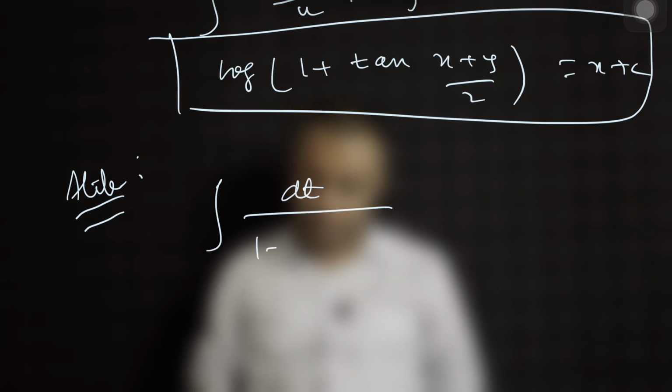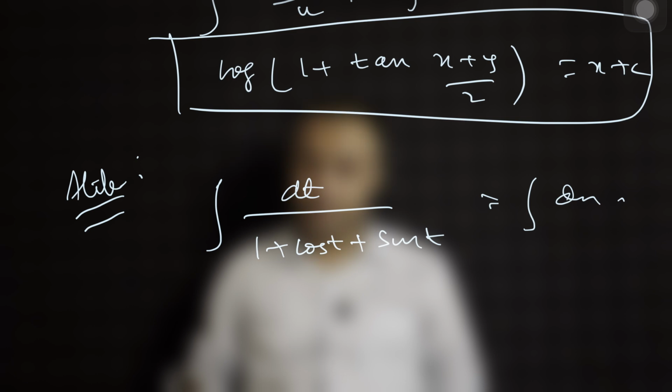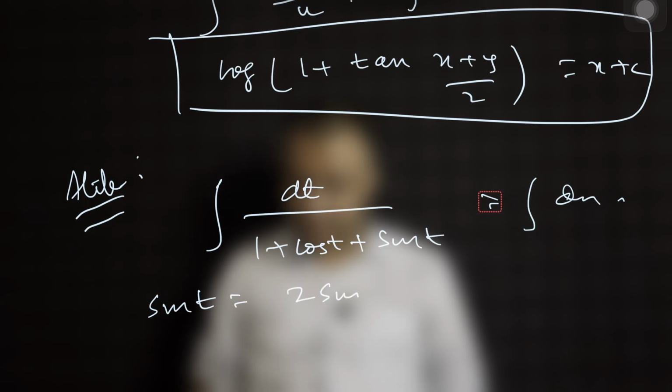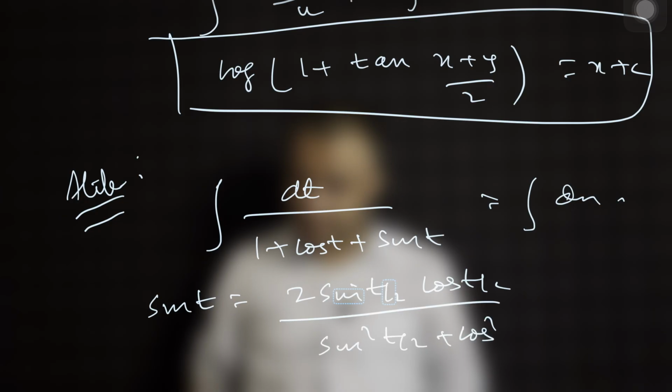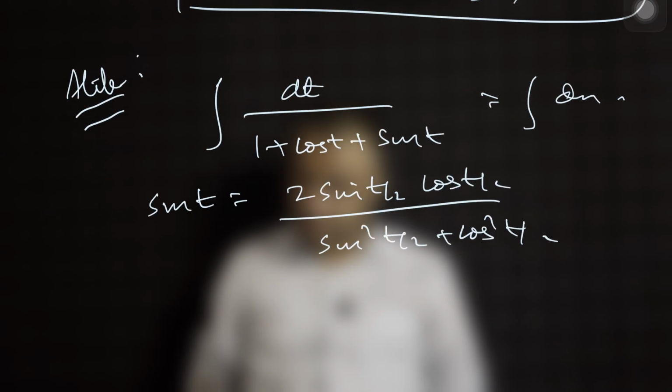So again, if I do this, dt upon 1 plus cos t plus sin t is equal to dx. So this is nothing but integration. So I can use this formula: I can write sin t as 2 sin t by 2 cos t by 2 upon 1, and 1 can be written as sin square t by 2 plus cos square t by 2.